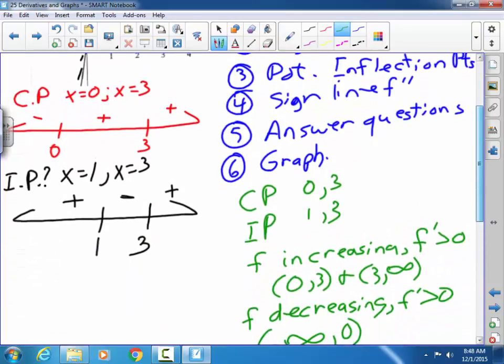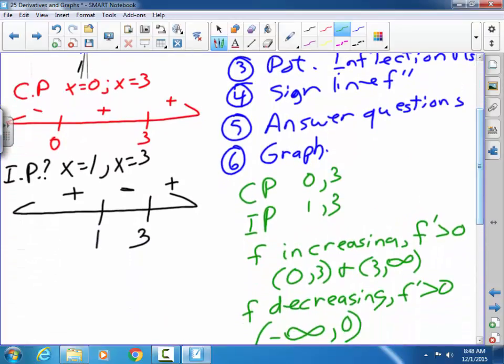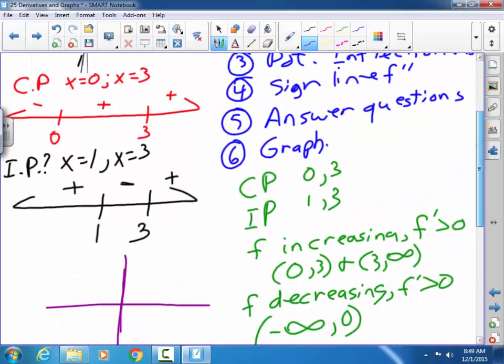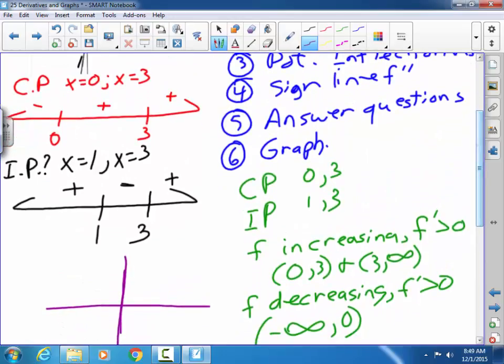Now, what is this graph going to look like? If we're going to sketch out this graph, what do you think it's going to look like? You can either use what I've just written over here in green, or you can go back to your sign lines. It's all the same information. We know at 0, we have a minimum. We don't know where that minima is, but we know we have a minima.